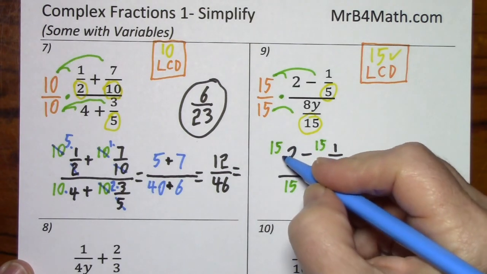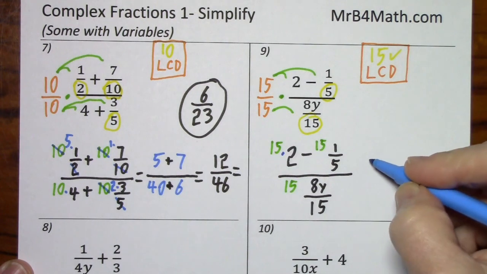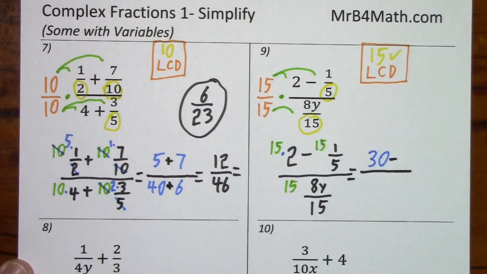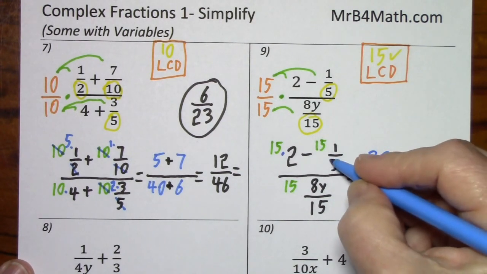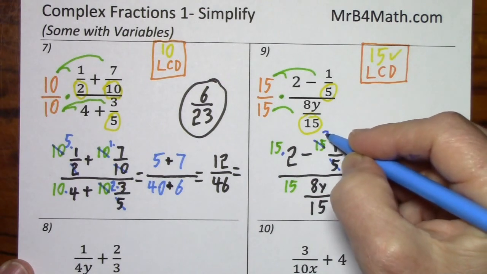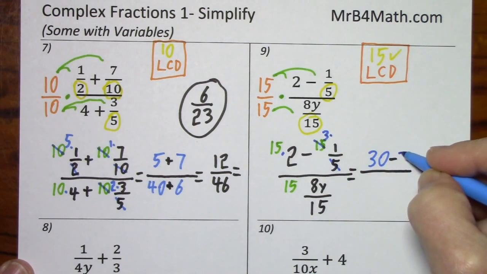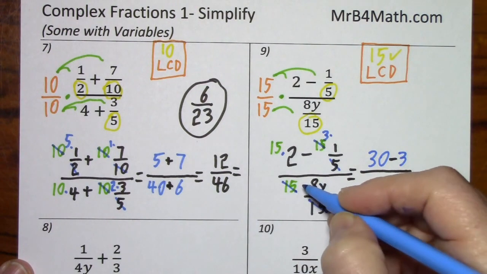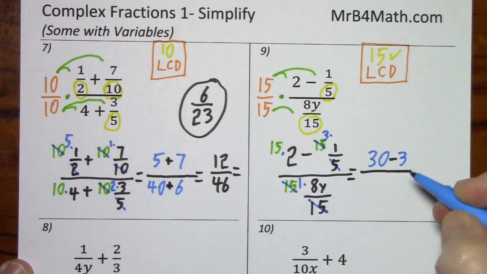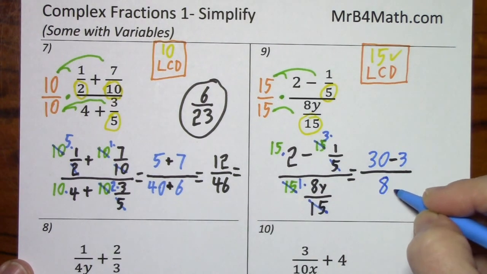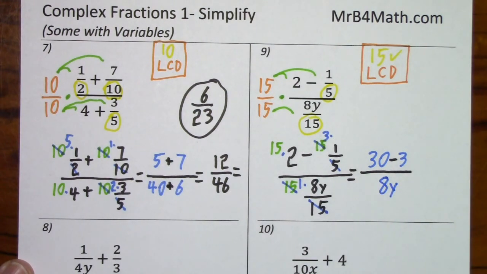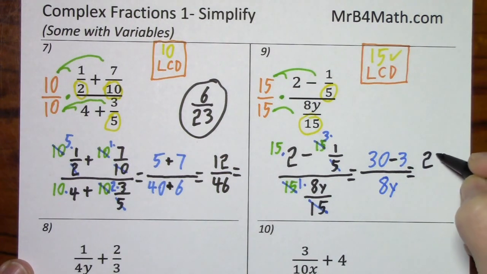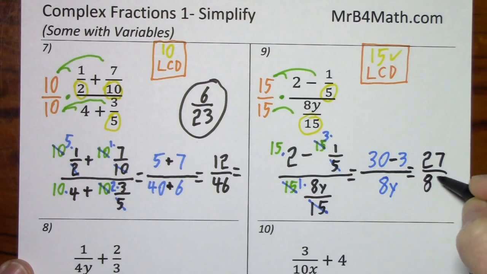Well, on the first one we can't, so we just multiply. 15 times 2 is 30. Bring over the negative or the minus. Divide by 5, divide by 5. 3 times 1. Here you can simplify. Divide by 15, divide by 15 leaves you with 1. 1 times 8y. Simply 8y. You can simplify the numerator. That's 27 over 8y.